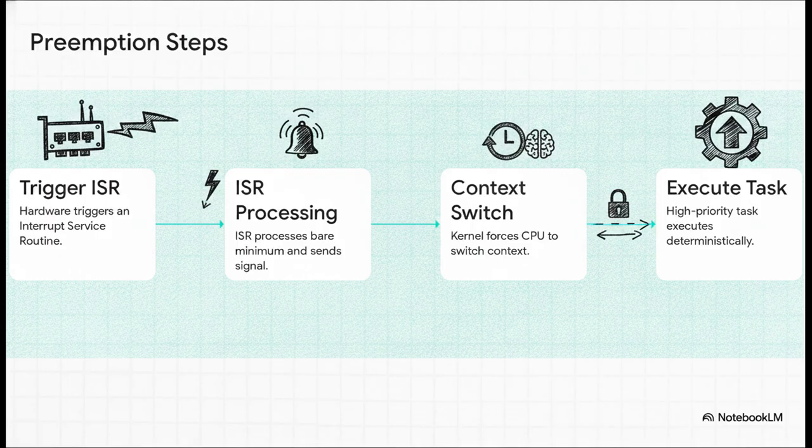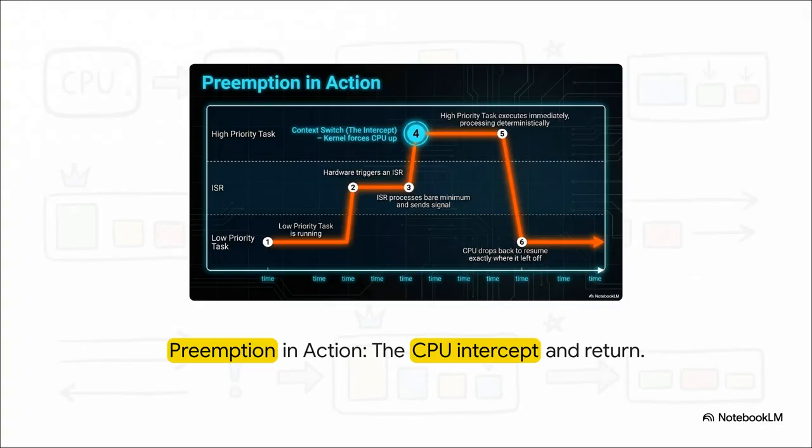It's a precise 4-step dance. First, a piece of hardware, let's say your network card, triggers an interrupt service routine, or ISR. Second, that ISR does the absolute bare minimum processing required and signals a critical event. Third, the kernel jumps in and forces a context switch, completely saving the state of whatever was just running. And fourth, the urgent, high-priority task gets the CPU and executes immediately and deterministically. Now, what's really fascinating about this sequence is what happens exactly when the high-priority task finishes its critical work.